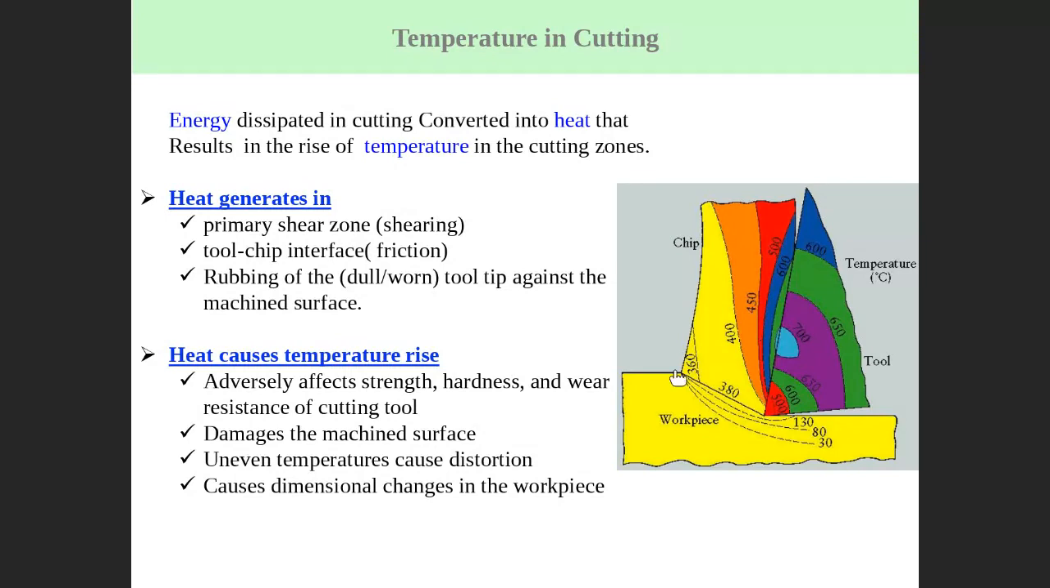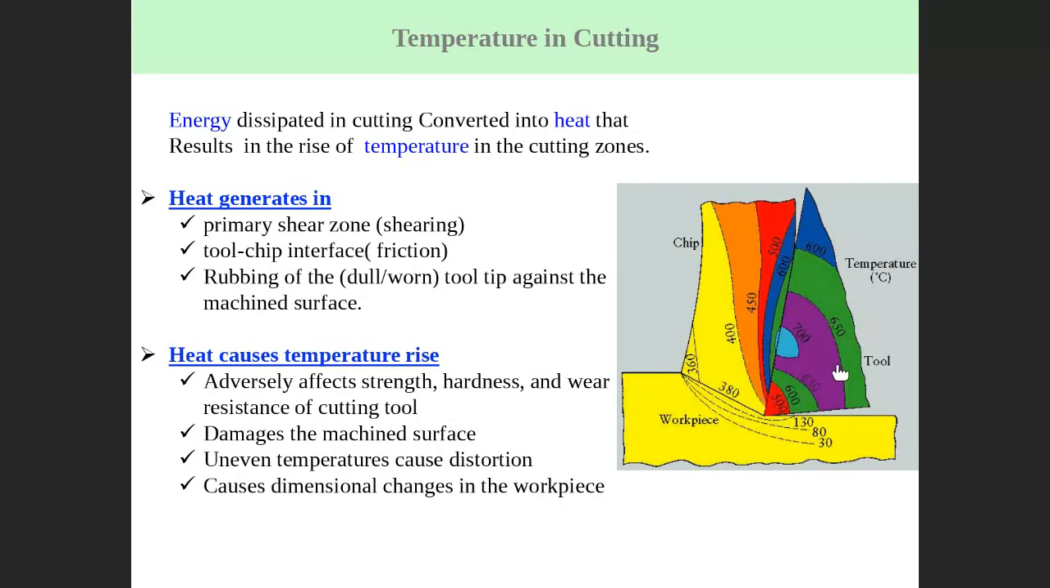Okay. The primary shear zone here will increase the heat, so temperature increases in the primary shear zone and also in the secondary shear zone because of the friction, and also in this area, the contact area between the tool and workpiece, because the tool here is wrapping the surface also. So temperature increases in three areas: here, here, and here, right? Heat causes temperature rise, and this leads to many problems.